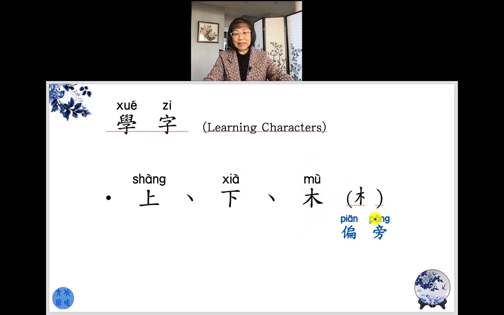The one in the bracket is the radical of 木. A lot of characters have a meaning related to 木, and so they have this left radical. I told you before, radical in Chinese is called 偏旁. So this one is the 偏旁 of 木.